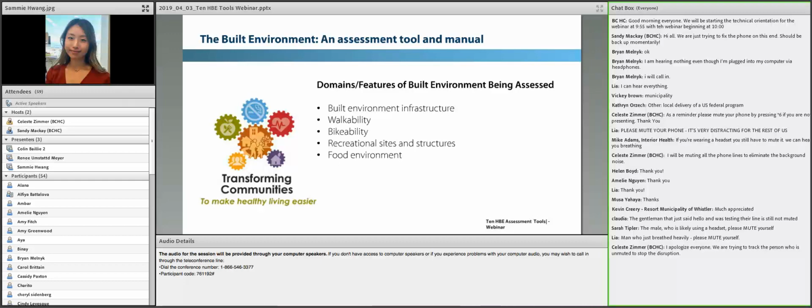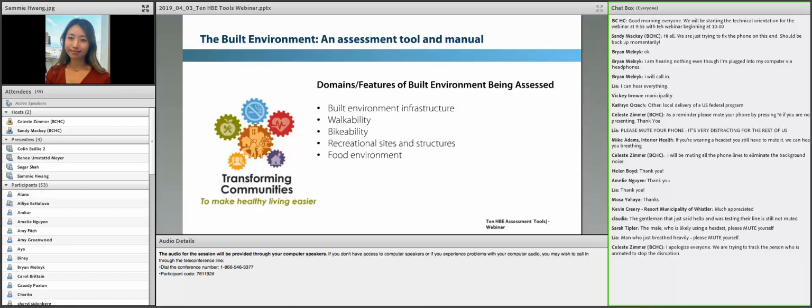So the Built Environment Assessment Tool and manual is the next one, and it's a systematic data collection tool developed by the CDC in the States for assessing some features of the built environment as they relate to health behaviors like walking, biking, and other types of physical activity.